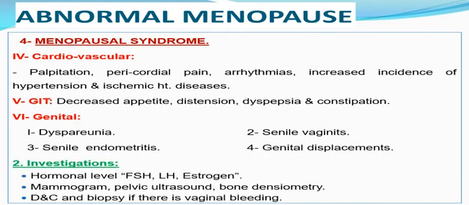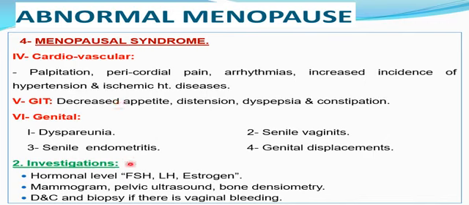Regarding other changes occurring in menopausal syndrome, a patient is more liable to cardiovascular changes with palpitation, chest pain due to ischemia, arrhythmia, and increased incidence of hypertension and ischemic heart disease. There are also gastrointestinal tract abnormalities like decreased appetite, distension, dyspepsia, constipation, and also dyspareunia, senile vaginitis, genital displacement, and senile endometritis. Again, all of these changes, whether general, cardiovascular, local or central, are mainly due to deprivation of estrogen.